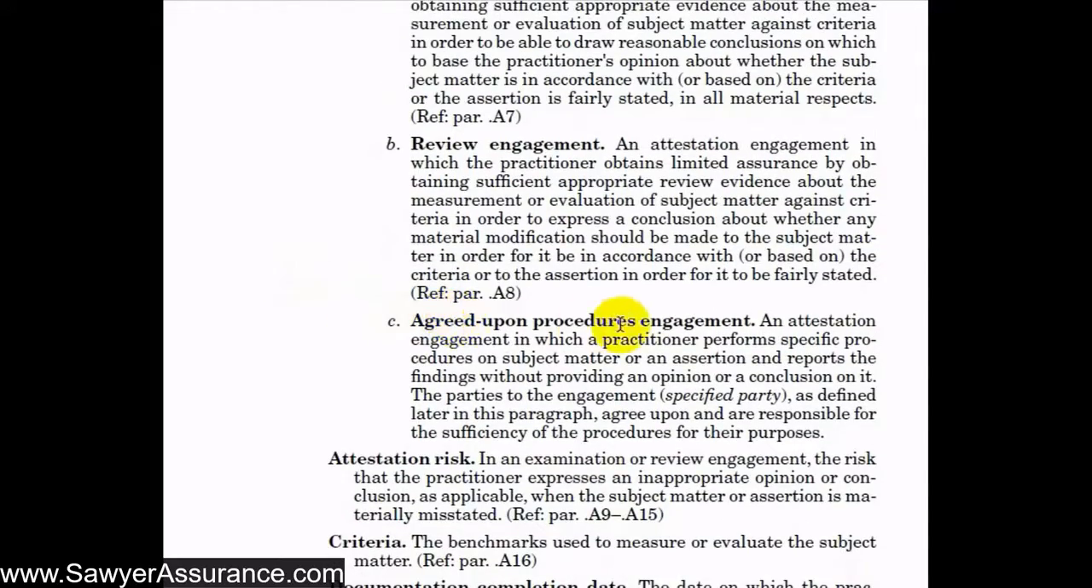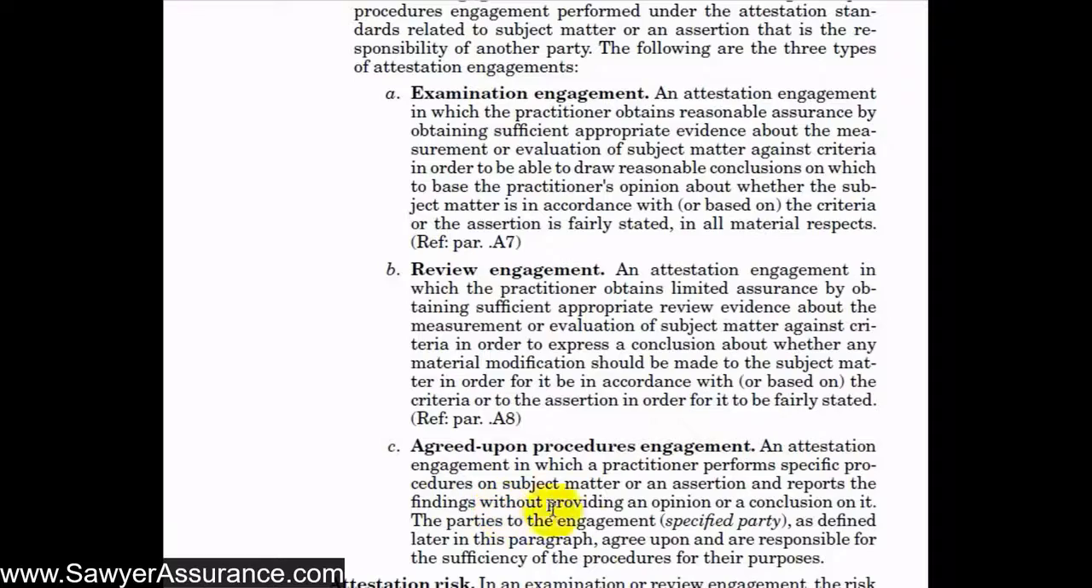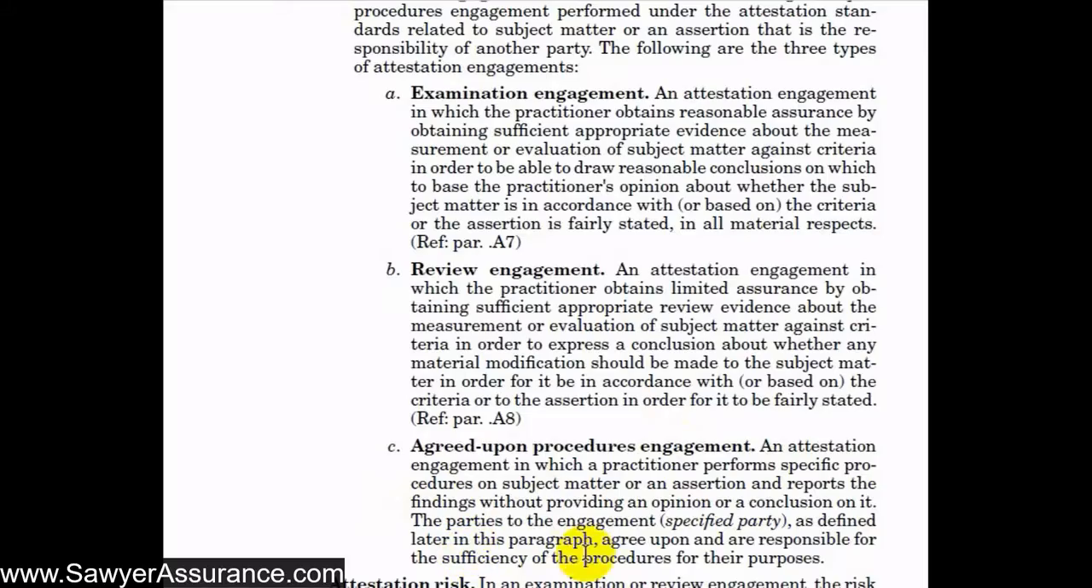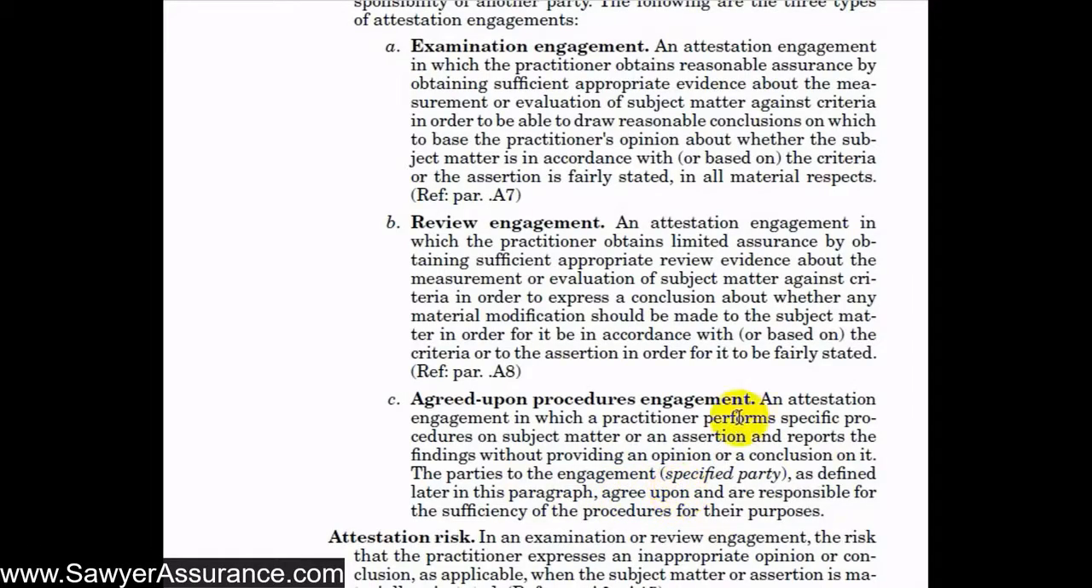And so since this video series is specific to agreed upon procedures, let's understand what an agreed upon procedures engagement is. It's an attestation engagement, which we read right here, in which a practitioner, that's us, performs specific procedures on subject matter or an assertion, which we defined above, and reports our findings without providing an opinion or a conclusion on it. And so the parties to the engagement, the specified party, as defined later in this paragraph, agreed upon and are responsible for the sufficiency of the procedures for their purposes. So basically the specified party, who is our client, has hired us and told us what procedures they would like us to perform, and we agreed to perform those procedures.